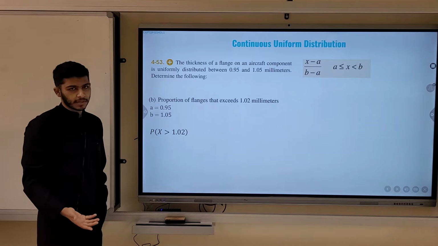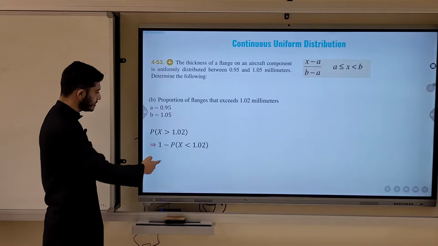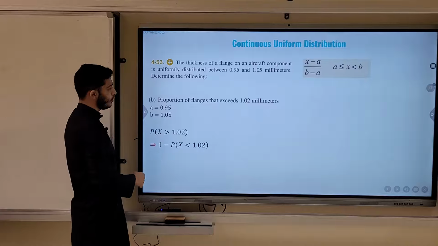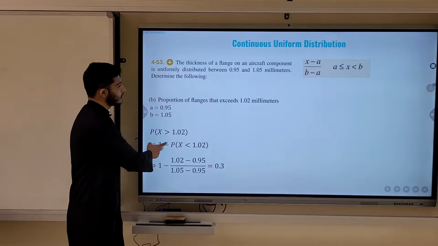We have to change it, make it cumulative. How? Just take the complement of it. Well, after we took the complement, now we can solve it using that formula. After we did that, we just implement the formula and we get the answer at the end.